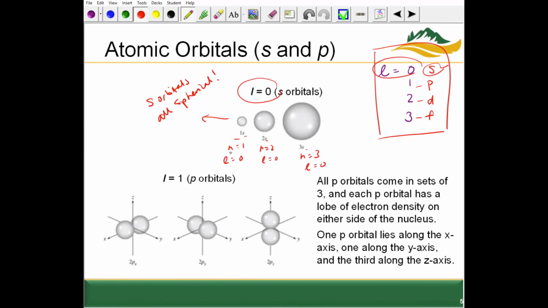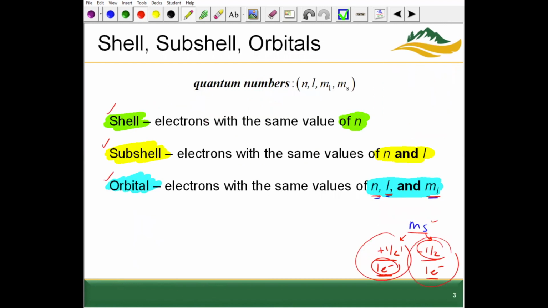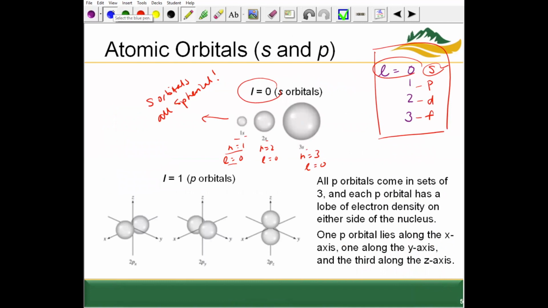What is this combination of an n and an l value? Well, for every n and l, this is a subshell. So electrons that are in the same subshell have the same values of n and l. Then in this scenario, n is equal to 2, and we have p orbitals. So that's when l is equal to 1.